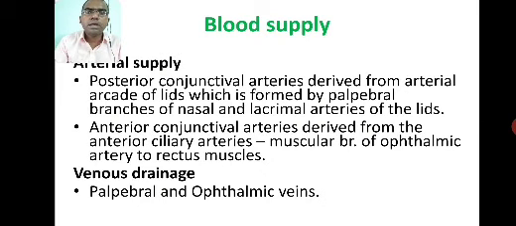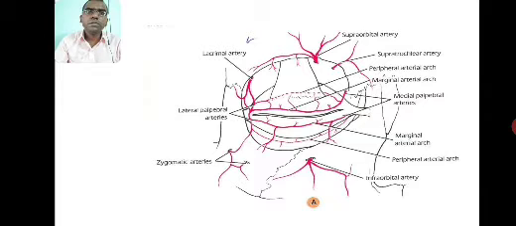The arterial blood supply: the posterior conjunctival arteries are derived from the arterial arcade of the lids, which is formed by the palpebral branch of the nasal and lacrimal arteries of the lids, while the anterior conjunctival arteries are derived from the anterior ciliary arteries, the muscular branch of the ophthalmic artery and the rectus muscle. Venous drainage is into the palpebral and ophthalmic veins. Here is a diagrammatic presentation of the blood vessels.